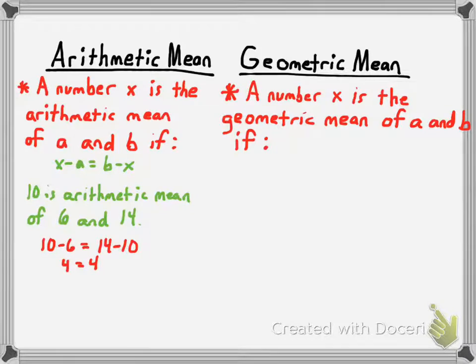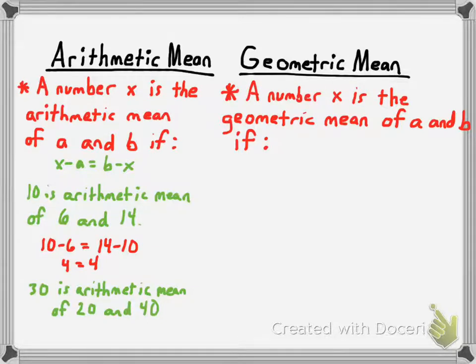I could also say, for instance, that 30 is the arithmetic mean of 20 and 40 because, well, 30 is exactly in the middle of them, and 30 minus 20 is the same thing as 40 minus 30. Hopefully you get that idea. And you also know, by the way, that to find the arithmetic mean of two numbers, you just add them up and divide by 2, right? 20 plus 40 is 60. 60 divided by 2 is 30.